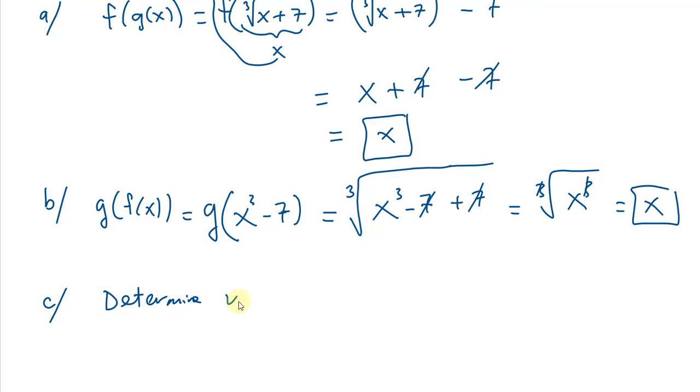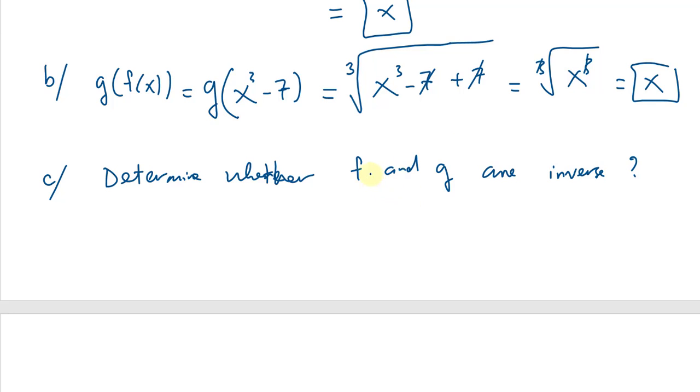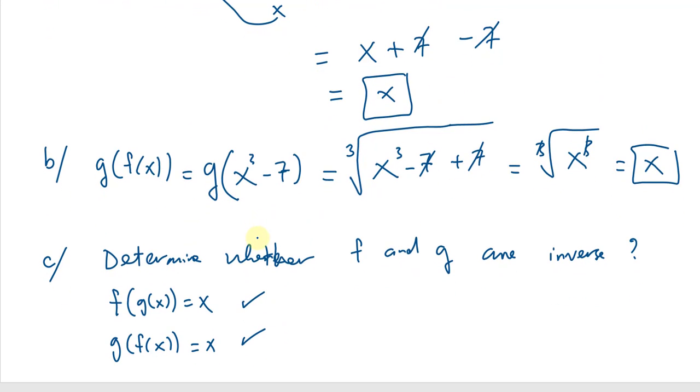Determine whether f and g are inverse, yes or no. Now to check if f and g are inverse, make sure that the two requirements are met, which is f of g of x equals x and g of f of x equals x. So we have that in part A, we have this in part B. So yes, the answer to this one is yes.